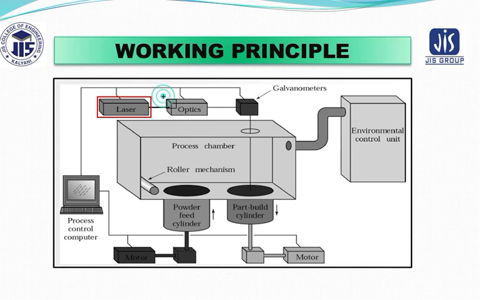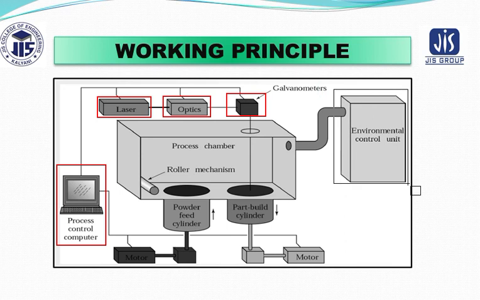This is your optic. With the help of this you get a galvanometer, and every process that has to be carried out in this situation is controlled by a computer, the process control computer. From the process control computer you send the signal to the laser, to the optic chamber, and then to the galvanometer. One of the most important things is the environmental control unit, so that no disturbance can occur in the environment.